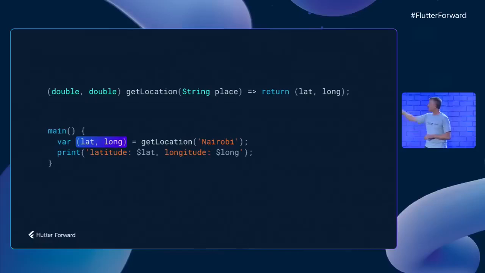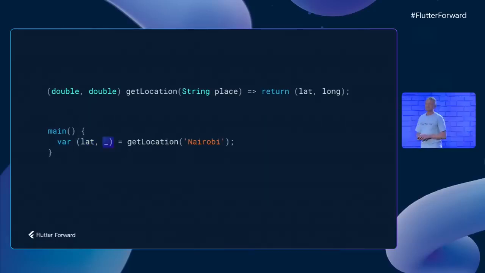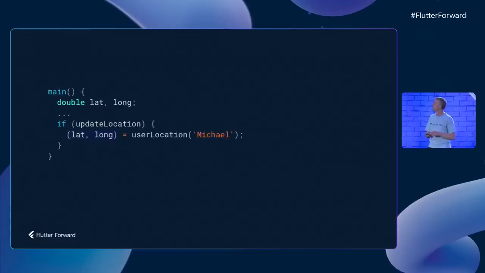As you can see, the highlighted code is matching against the pair coming back from getLocation, and very easily we can read out latitude and longitude, and then just go ahead and use them. If you want to, you can also discard one of the fields using the underscore pattern. Sometimes you might want to just update existing variables instead of binding new ones, and in that case, you can of course do that too.